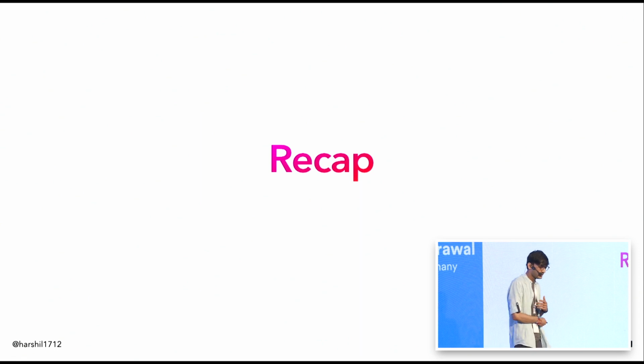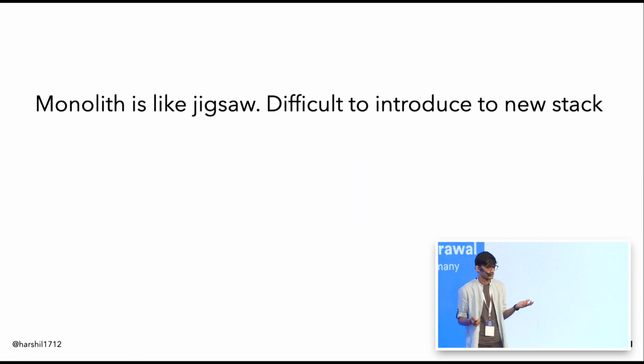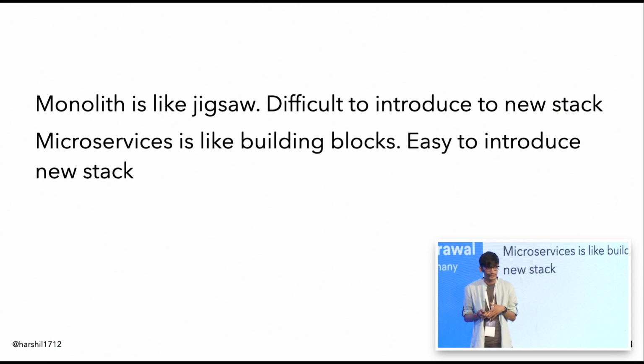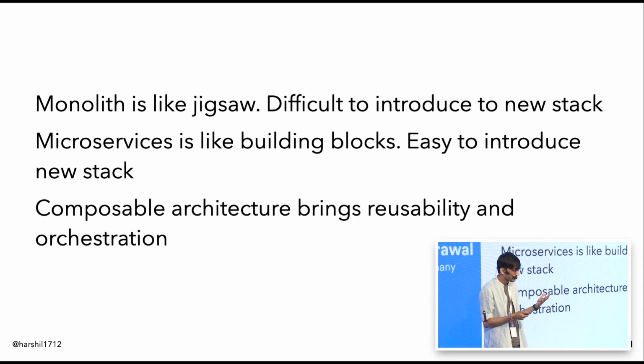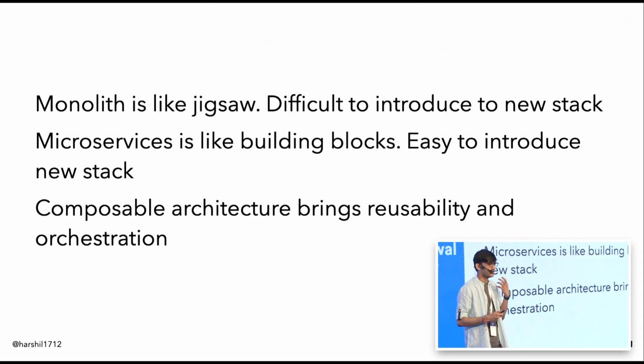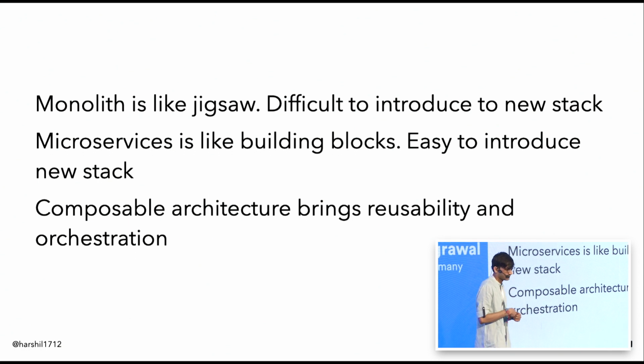So just to do a quick recap, monolith is, as I said, kind of like a jigsaw puzzle. You cannot easily swap out pieces in there, and it's not flexible enough. However, microservices is like building blocks, which makes it easy for you to shape it however you want, bring whatever changes you want, bring whatever platforms you want. Composability is built on top of microservices, and it also brings the concept of reusability by adopting orchestration.